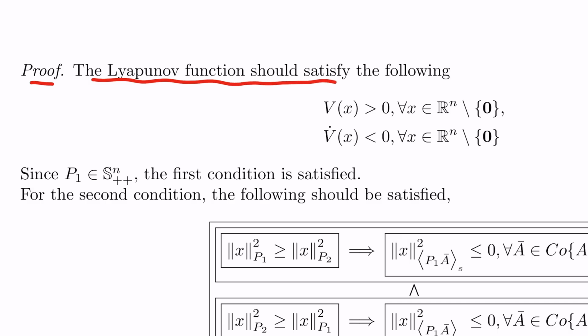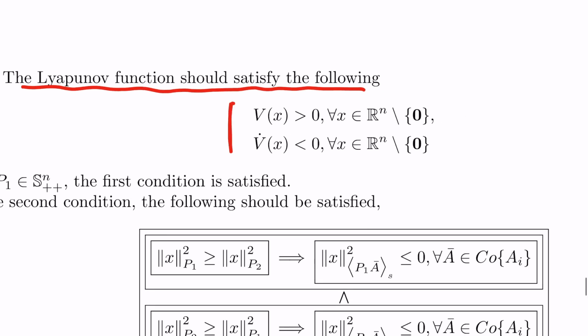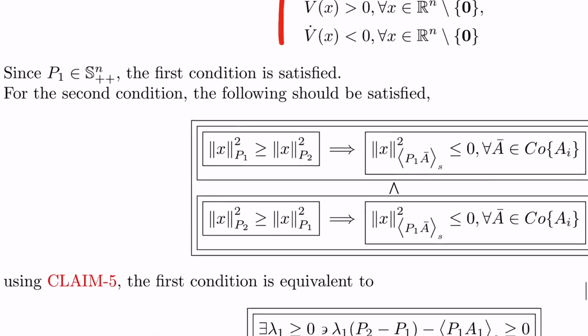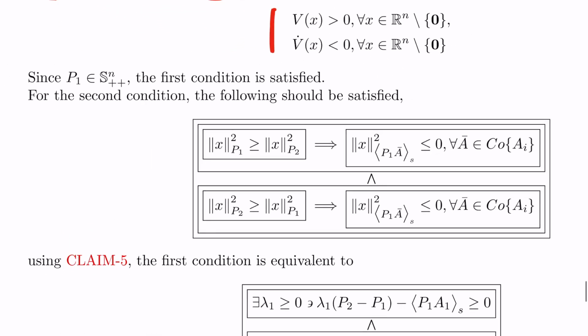Then the Lyapunov function satisfies the following. These are the typical stability conditions. Since this is strictly positive definite, the first condition, which is the positivity of the Lyapunov function, is satisfied.